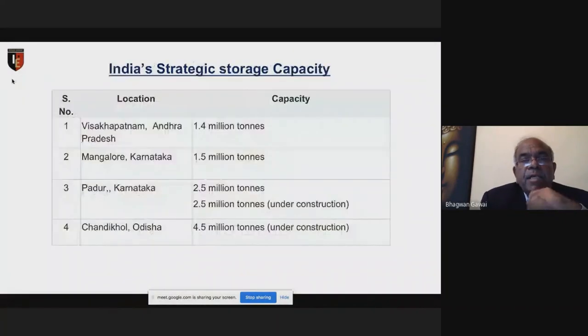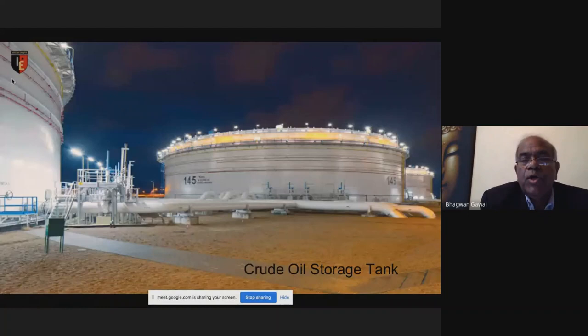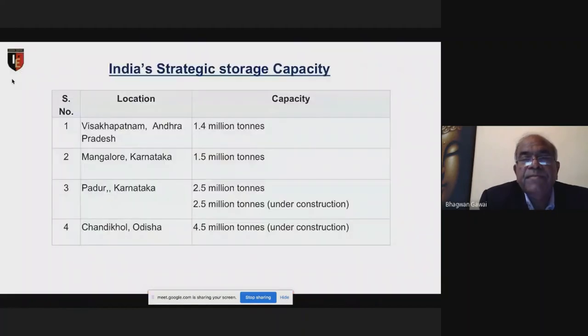In India, these are the crude oil tanks you might have seen. If you get time, once COVID-19 finishes, we can organize a refinery visit in future, either in Cochin or elsewhere in India. So this is the strategic storage capacity of India. In Vizagapatnam, we have 1.4 million tons of crude capacity. Then Mangalore, Karnataka is about 2.5, then Odisha, 4.5 million tons.